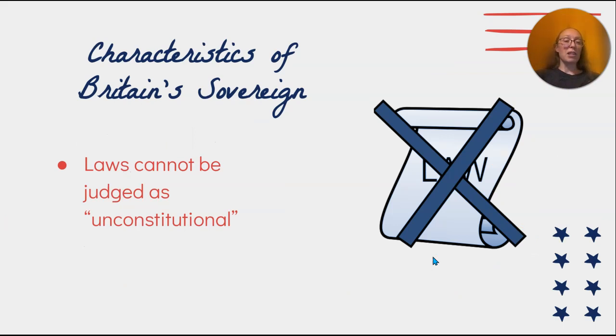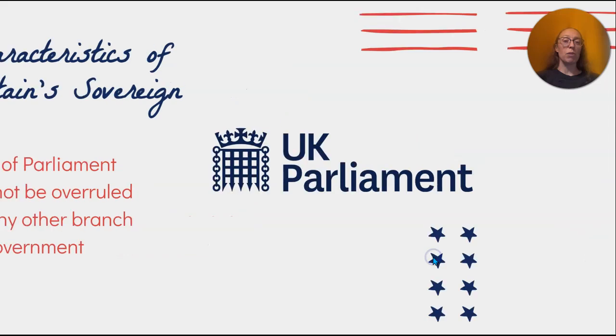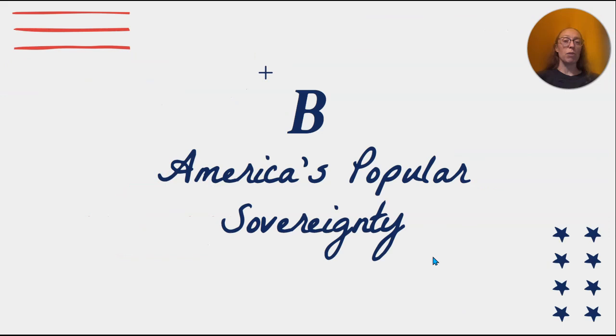Also, under a British king or queen, laws cannot be judged unconstitutional because the king or the queen is the head of everything. And the parliament has its own powers. Acts of parliament cannot be overruled by any other branch of government, including the king or the queen, usually in British history. That changed over time. Now, definitely cannot be. If you go back far enough, sometimes it could be. But then it was always up to the king or the queen, which was not the same as having the people in charge.